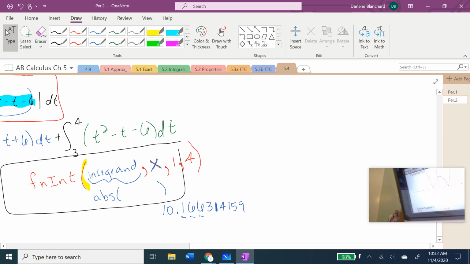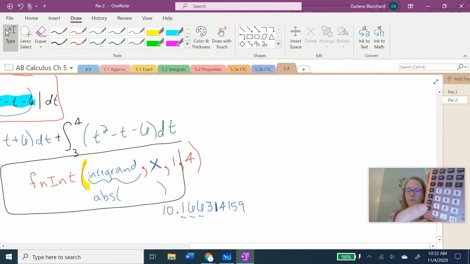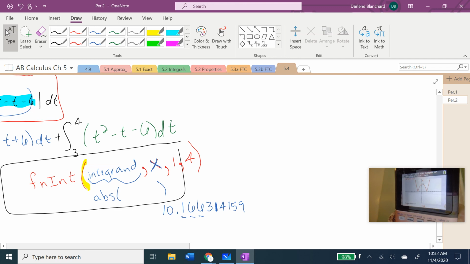And now it is asking me for a lower limit. I'm going to type my number A. Literally type the number 1. So I'm typing 1. And then I'm going to push enter. And it took that into account. Now it's asking me for my upper limit. And that's going to be 4.